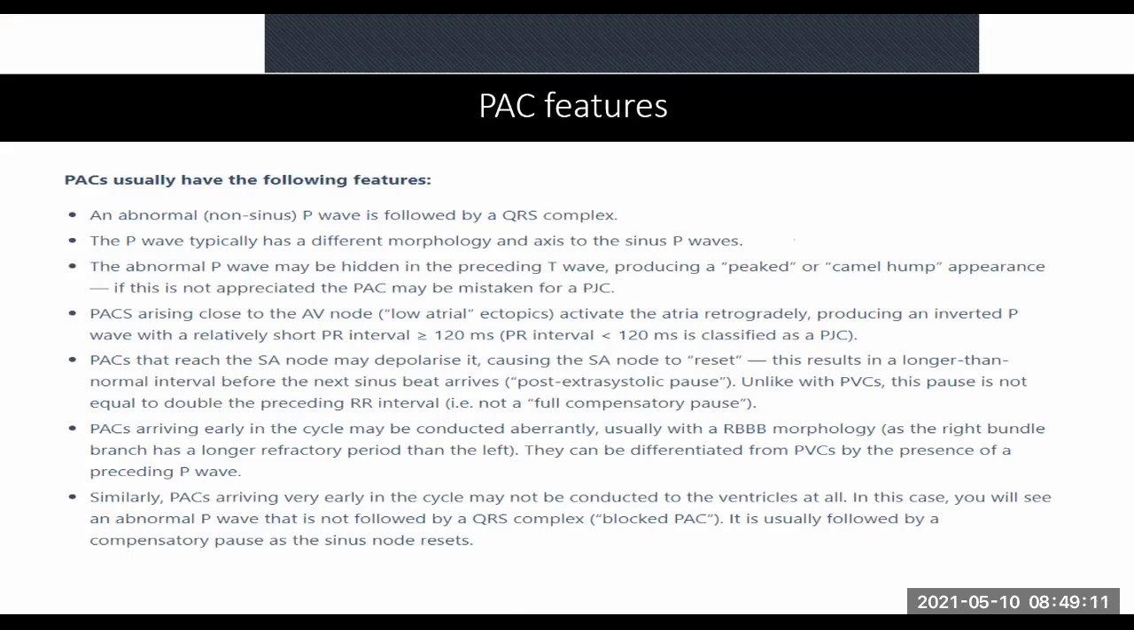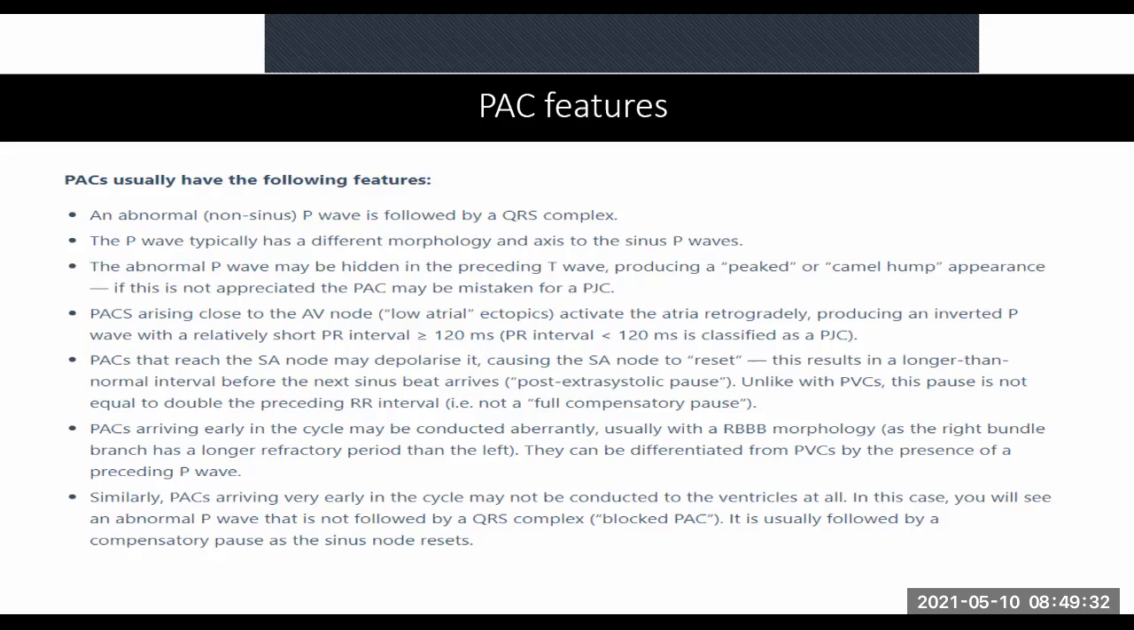So these are the same features that we kind of talked about, but we'll go through them in a bit more detail just so that you guys can see. But I can promise you, even I won't remember this in a week's time, right? But just so that you know, an abnormal P wave is followed by a QRS complex, which is what we saw. The P wave typically has a different morphology and axis to the sinus P waves. We didn't see a difference in the axis, but that's fine.